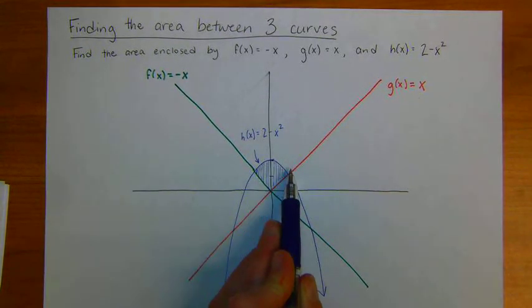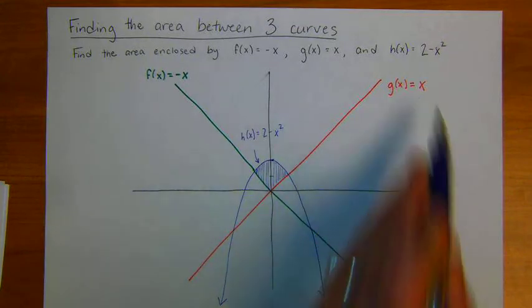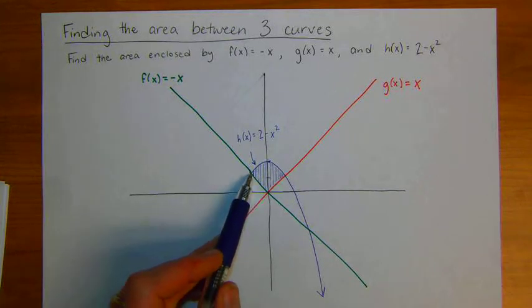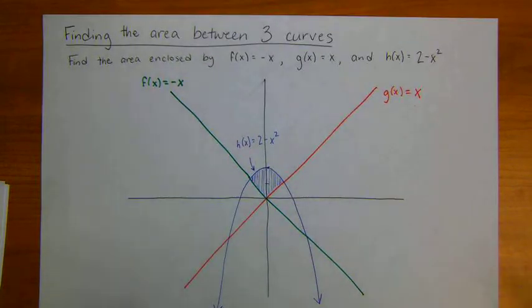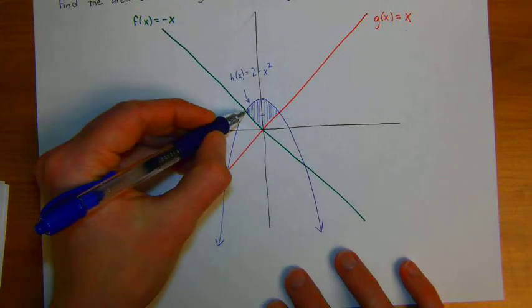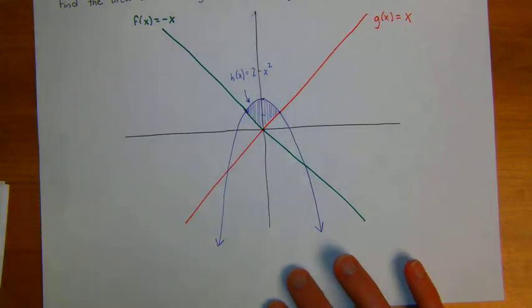Whereas once I cross over into this half, the bottom curve becomes the red curve, g of x. So we're actually going to need to set up 2 different integrals because the region is going to be bounded by 2 different curves depending upon where you are. Let's set this up, but I'm not going to evaluate it yet. To set it up, we need to know where these curves intersect.